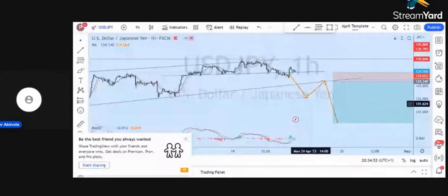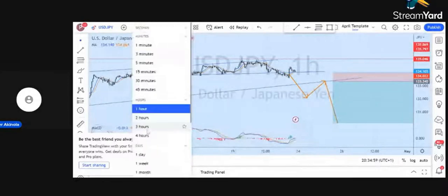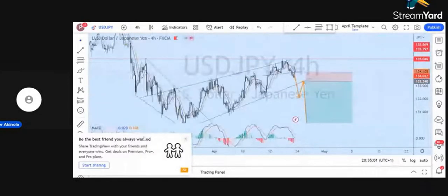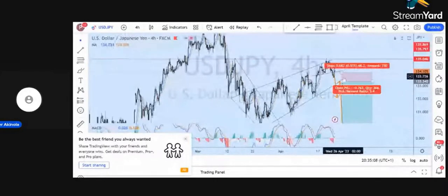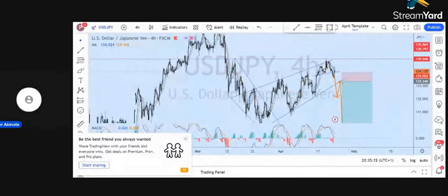But like I said, this is most likely the beginning of the bearish movement on this pair. Yes, because as you can see, let me quickly draw this out for you to see.